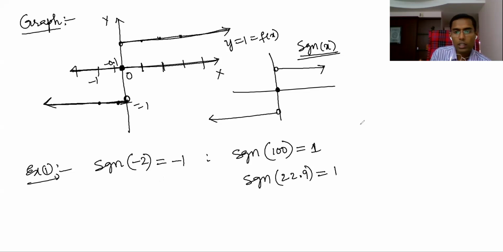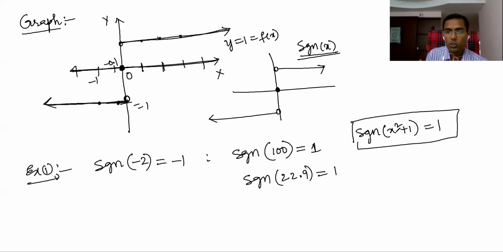Now I'll write like this also: signum of x square plus 1. This is simply 1. Why? X square is positive, plus 1 is positive, so x square plus 1 is positive. Therefore, its value is 1. And for example, if I write signum of minus x square minus 1, x square is positive, into minus is negative, minus 1 is negative. Therefore, it is minus 1. So you can write like this also. That is the signum function.